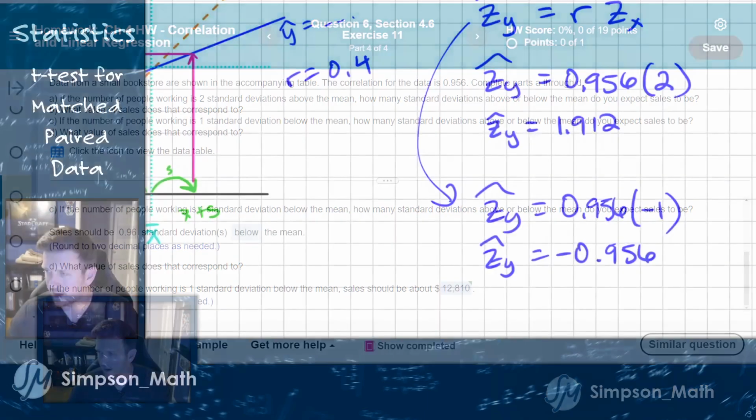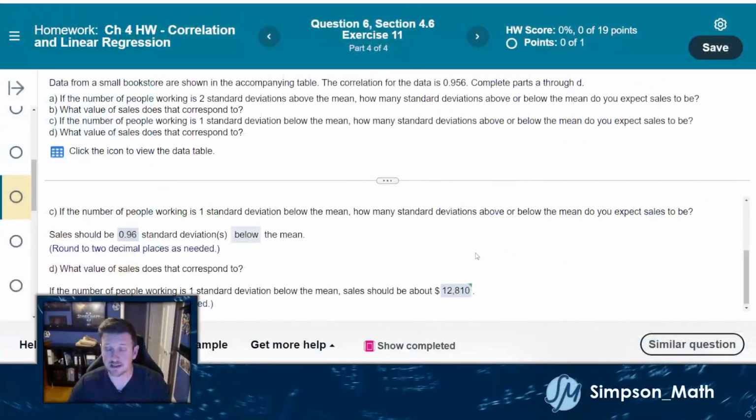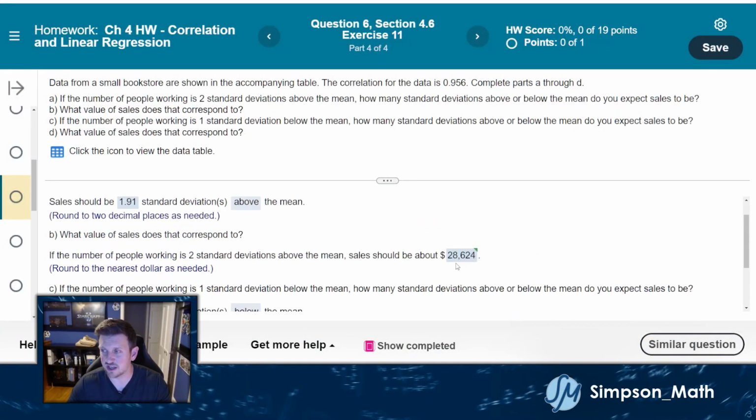All right. Now, oops, go back to it. Now let's take a look at making a prediction in context. What value of sales does this correspond to? The number of people working is 2 standard deviations above the mean, so sales are 1.91 standard deviations above the mean. Sales should be about what? All right, I'm going to show you 2 different ways of working this.